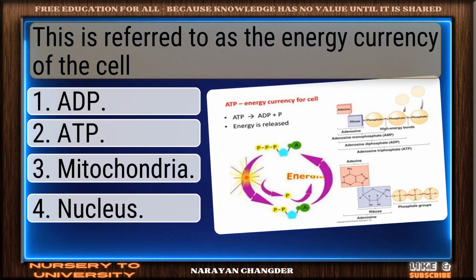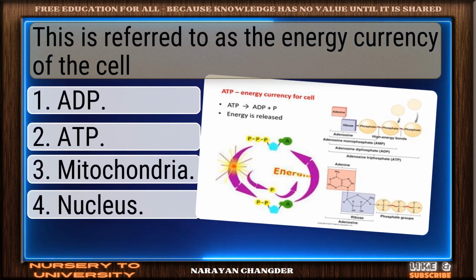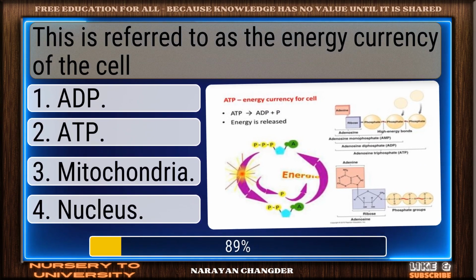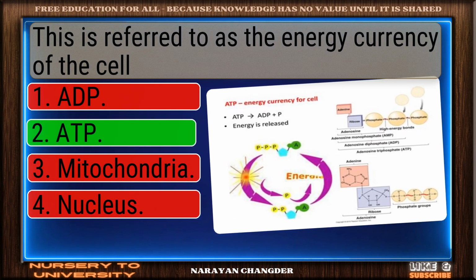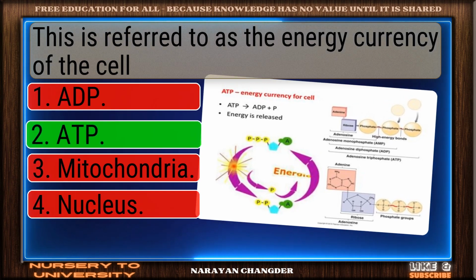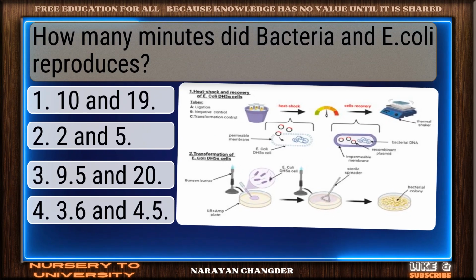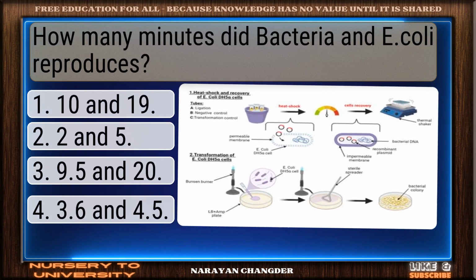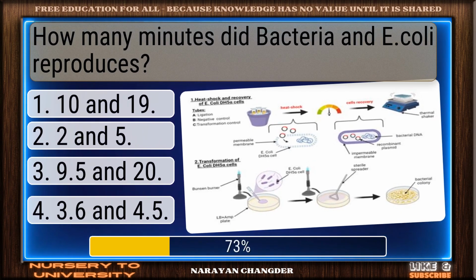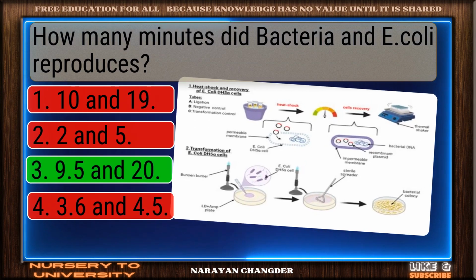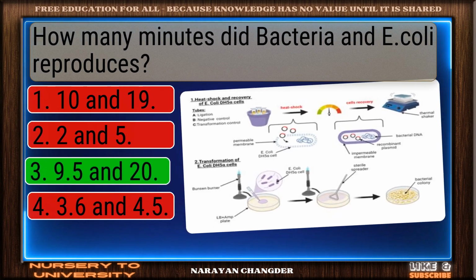Question number 64. This is referred to as the energy currency of the cell. Exactly. ATP makes sense, and it is right choice. Question number 65. How many minutes did bacteria and E. coli reproduces? Correct response. 9.5 and 20 is the most accurate answer.